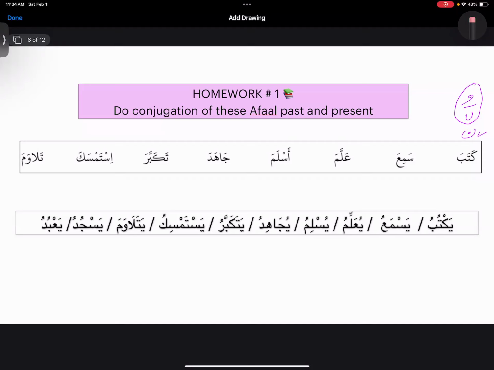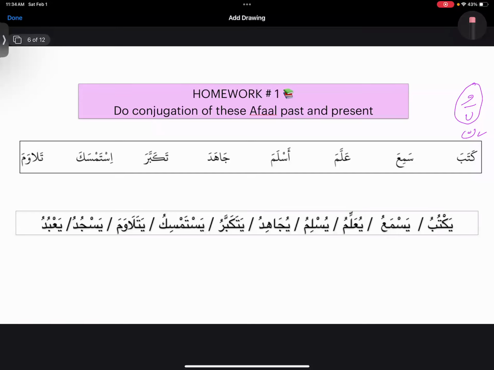Yaktubu, yaktubani, yaktubuna. Hiya taktubu, taktubani, taktubna. Anta taktubu, taktubani, taktubuna. Anti taktubina. Antuma taktubani. Antunna taktubna. Ana aktubu, naktubu. Good, mashallah.